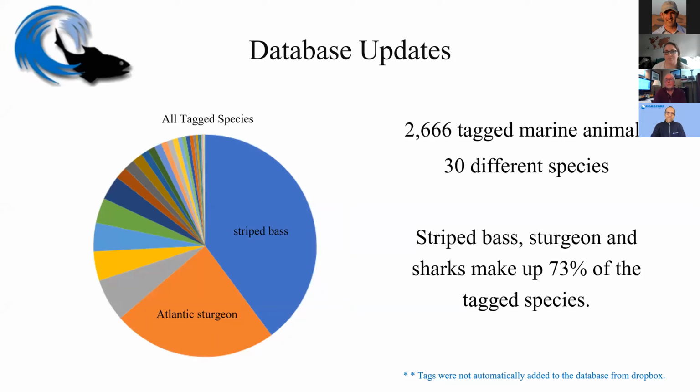The database now has 2,666 tagged animals. And again, that can include some historical ones. That's not all active tags, but I think most people have been starting with their present data and working backwards. So I would say a fair amount of those are definitely active, but I'm not exactly sure what that number is. And that's across 30 different species. Striped bass, sturgeon, and sharks definitely make up a large percentage of those tags. 73% of them are those, with the black sea bass, southern flounder, and alewife being second, third, and fourth place.